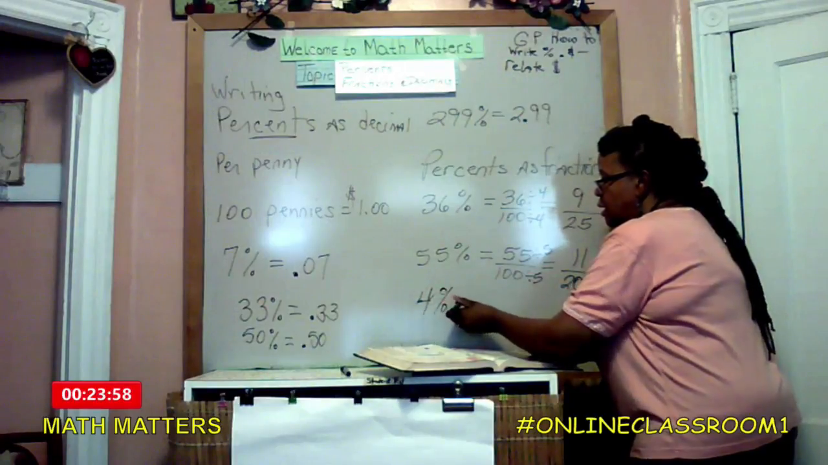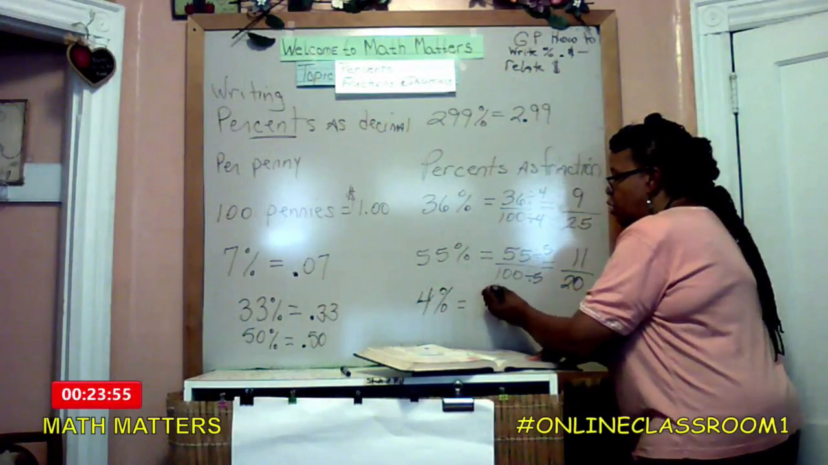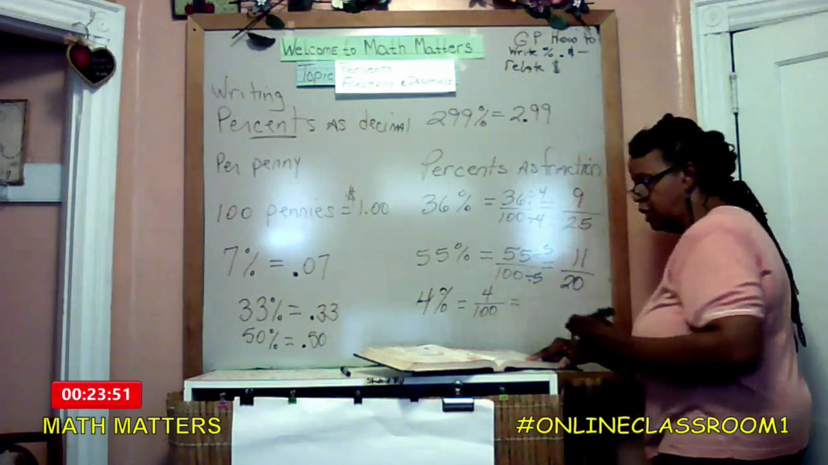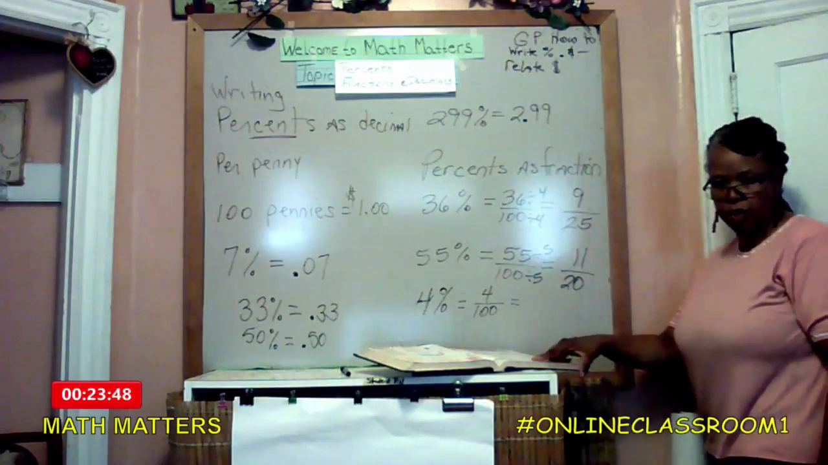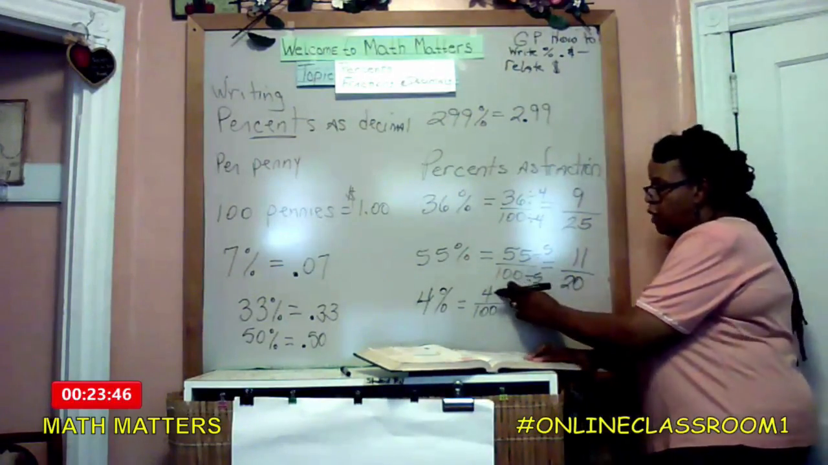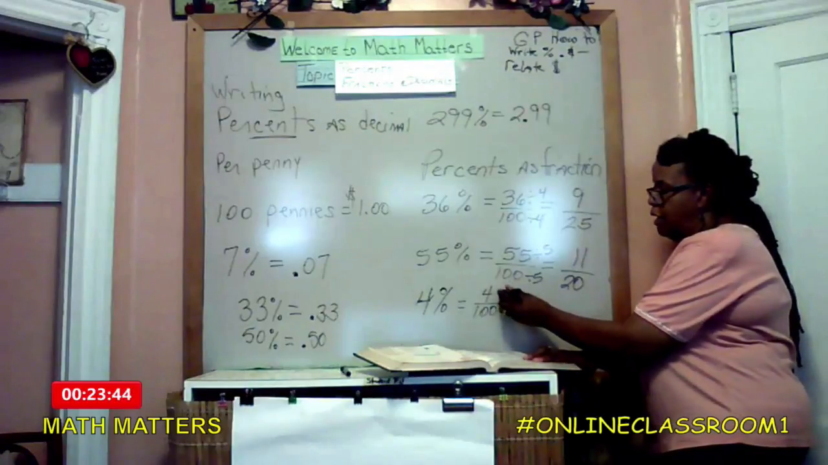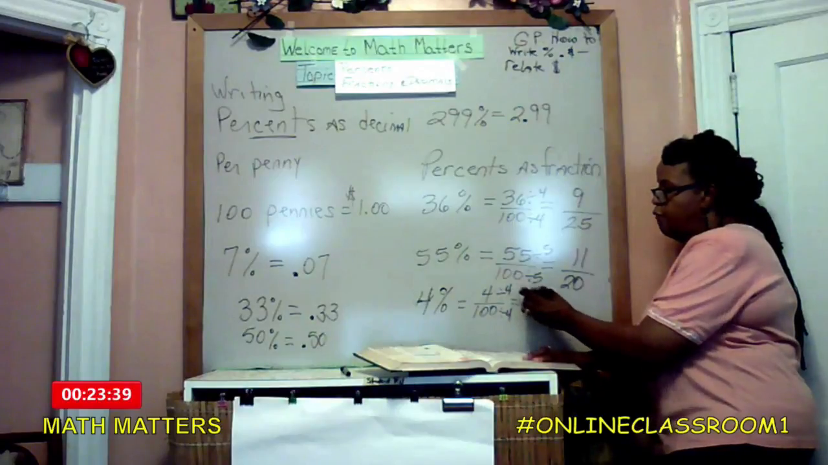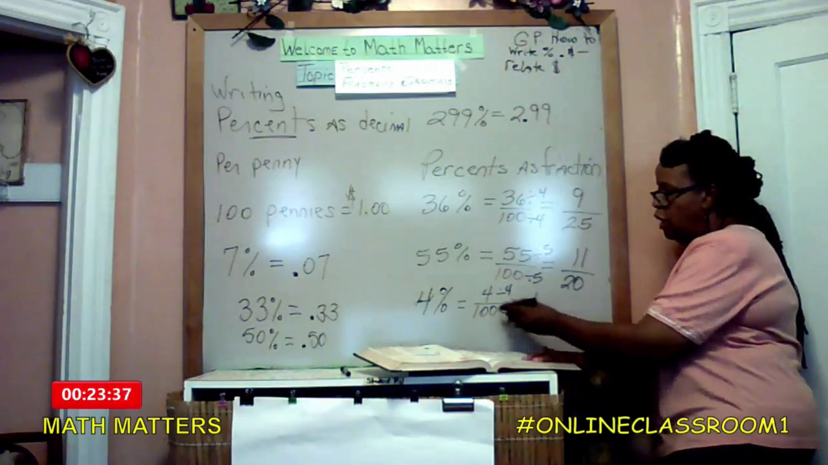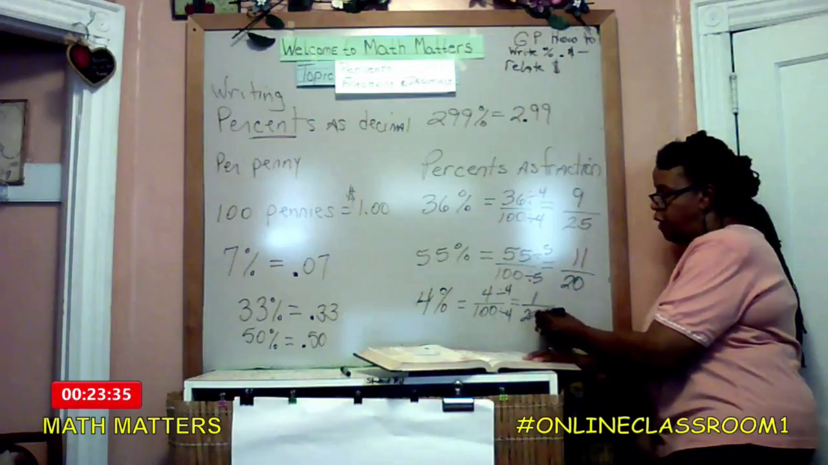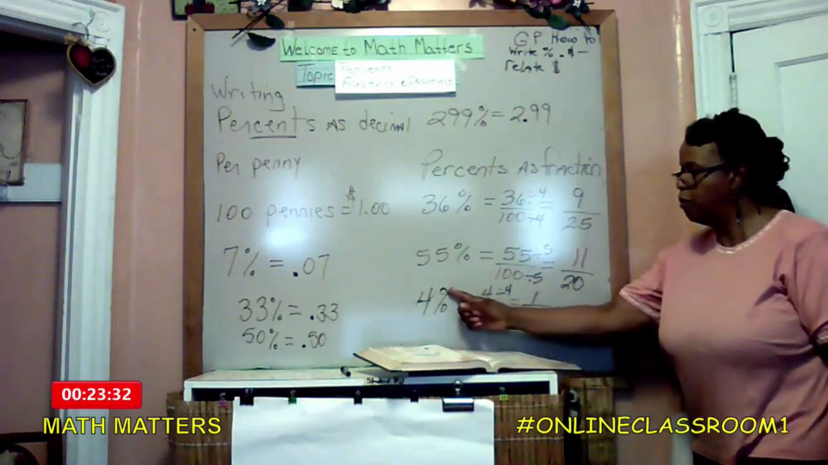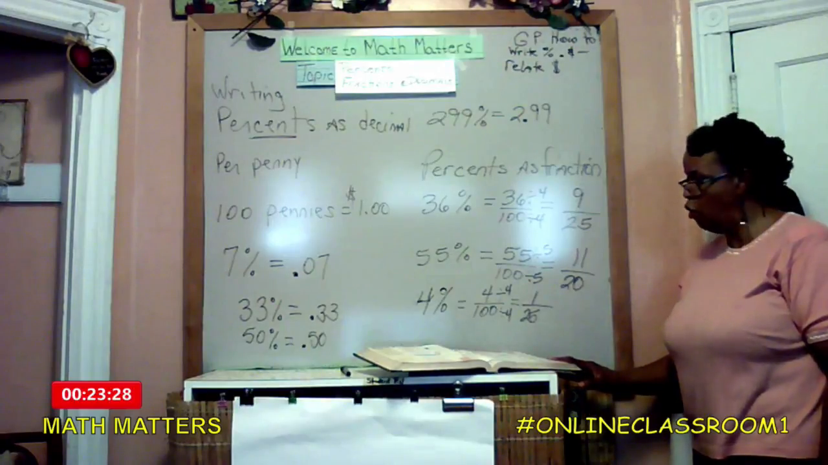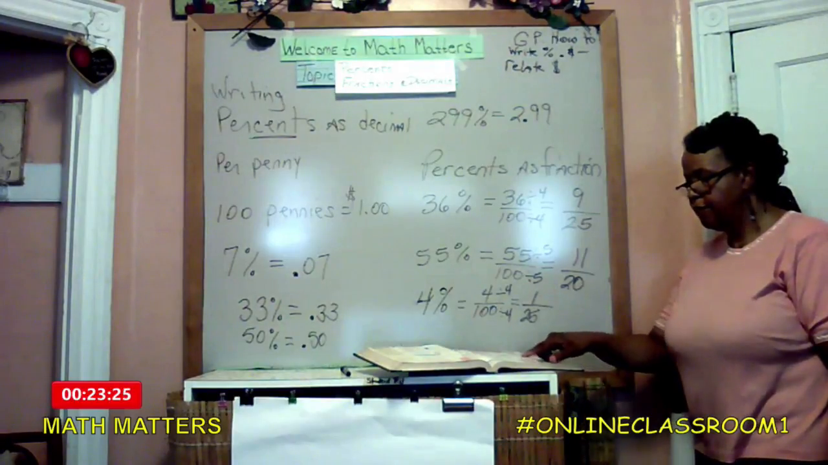4% is equal to 4 out of 100. Now we have to reduce it. 4 out of 100. I see a 4 that I can divide. Divide by 4. Divide by 4. 4 divided by 4 is 1. 100 divided by 4 is 25. The fraction of 4% is 1 out of 25, or 1 over 25.